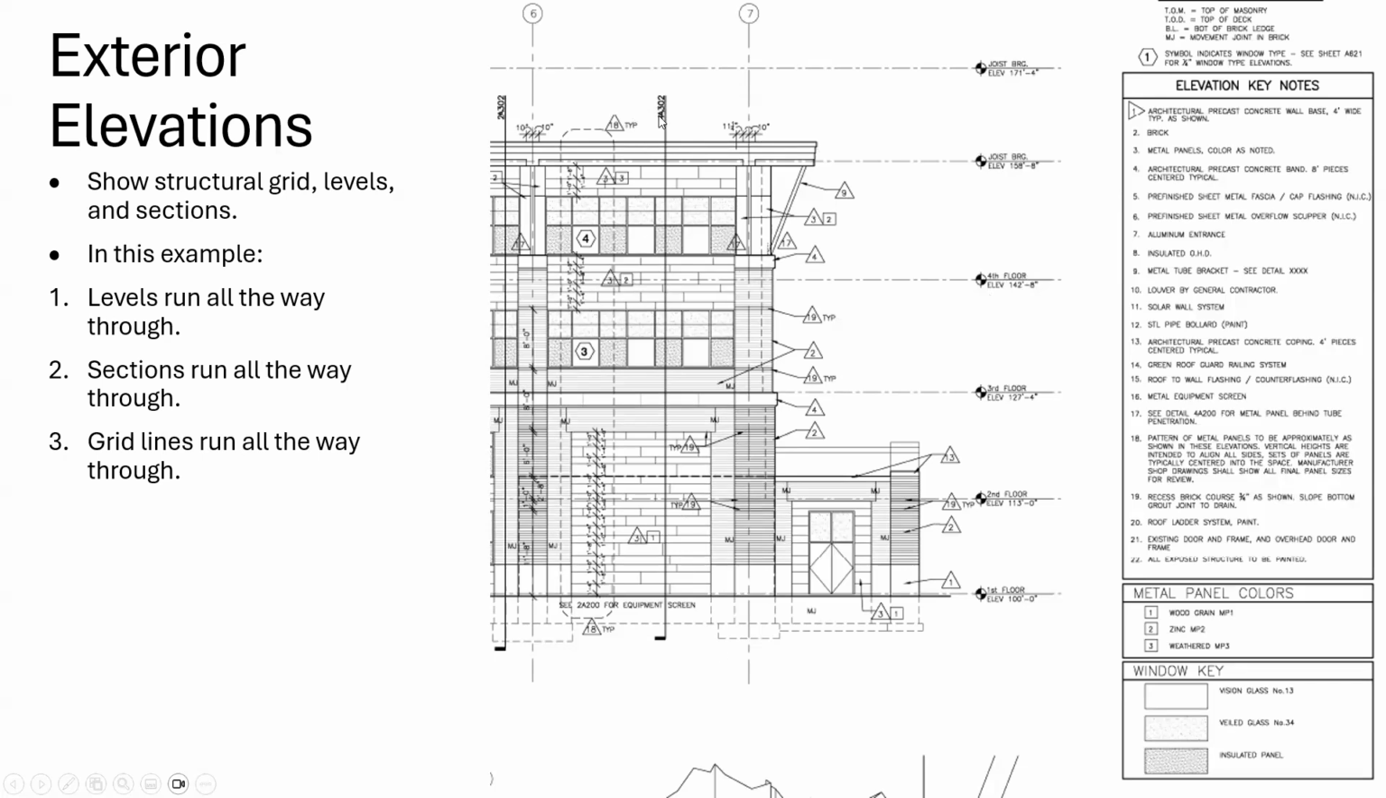And then these are section lines. So this is section 4 of sheet A302. And then that's the direction it's looking, and that runs all the way through the building.